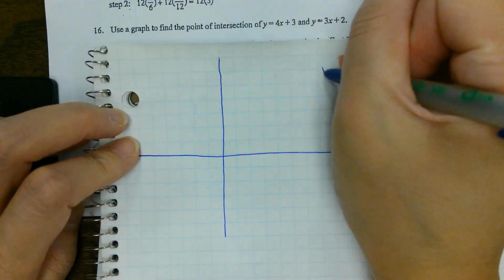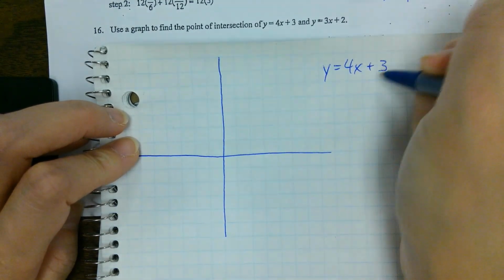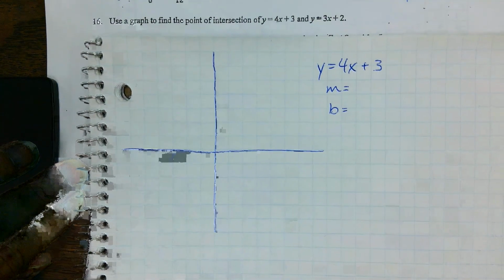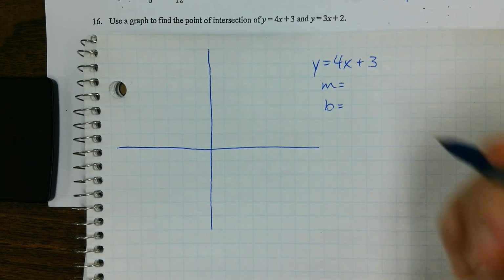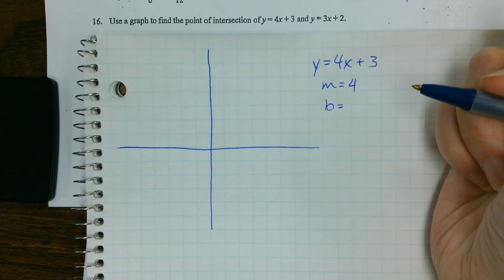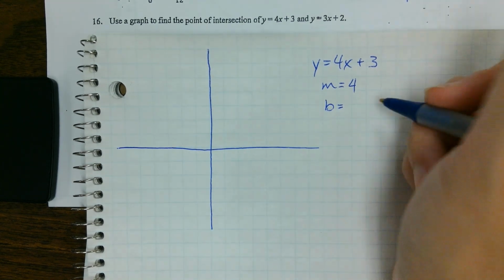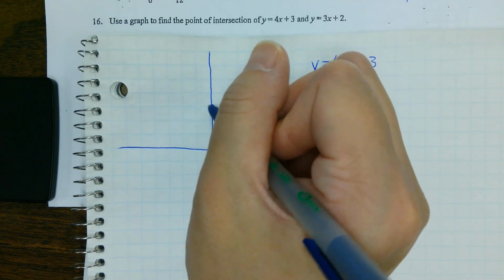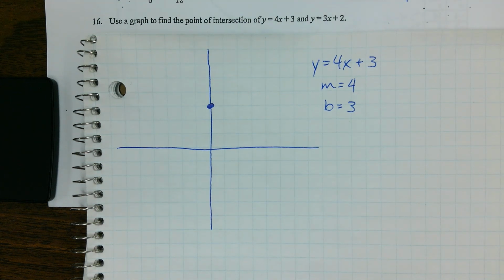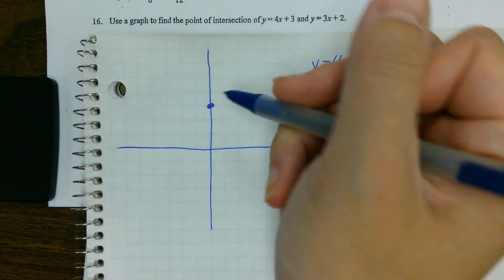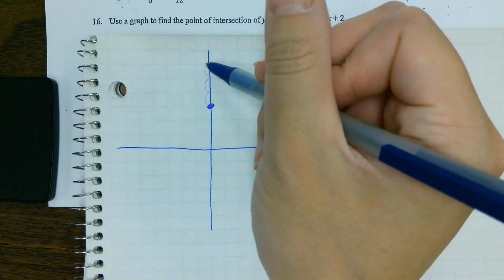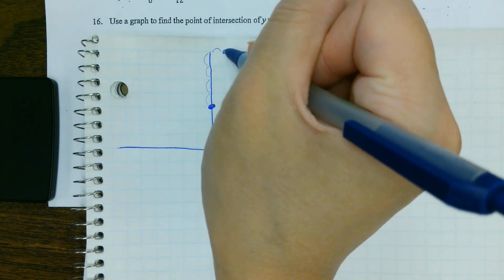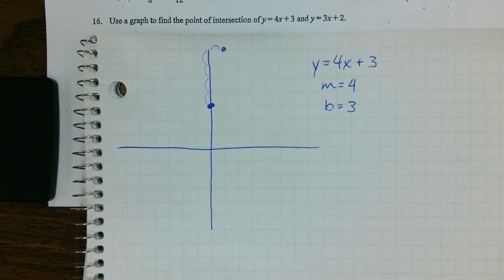So y equals 4x plus 3. What's my m? What's my b? Michaela? M is 4. Yes. Then b is 3. Good. Graph the y-intercept first, which is at 3. Nice and big. And then from that point, I'm going to go up 4. Take the elevator, go up 4 floors. 1, 2, 3, 4. Once I get out of the elevator, it's the first door to the right. Okay, so there's one line.